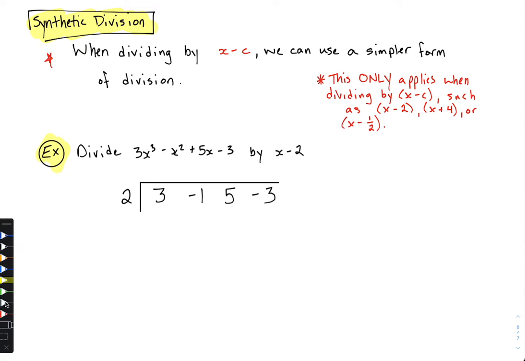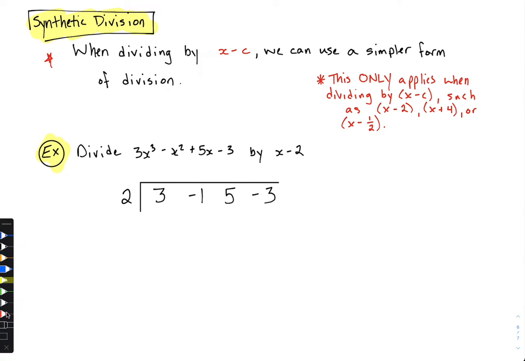So an example of this is here. Our first example is we're going to divide 3x cubed minus x squared plus 5x minus 3 by the very simple polynomial x minus 2. First, we're going to check that all of our powers of x are present. I've got x cubed, x squared, x to the first, and then a constant. So we don't have to fill in any missing values.